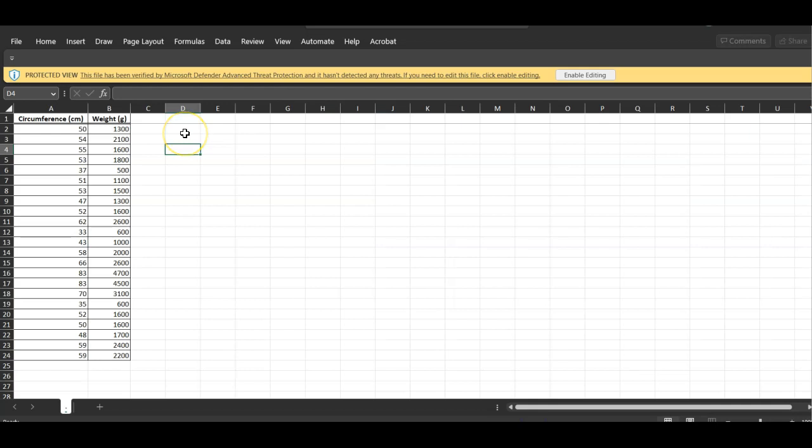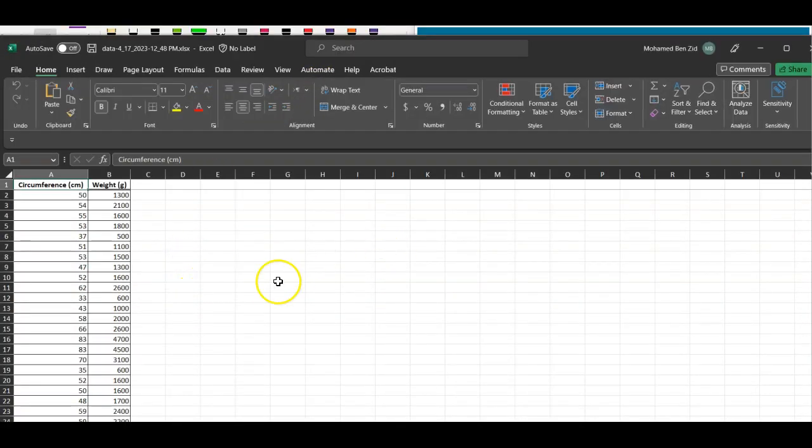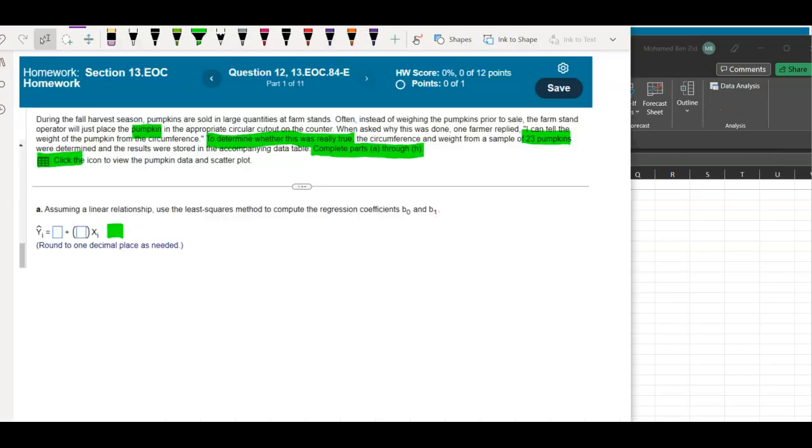open it. Once you upload the file, make sure to enable the editing. And what you want to do is go to the data and then data analysis. But again, let me emphasize that the circumference is going to be the x and the weight is going to be the y.